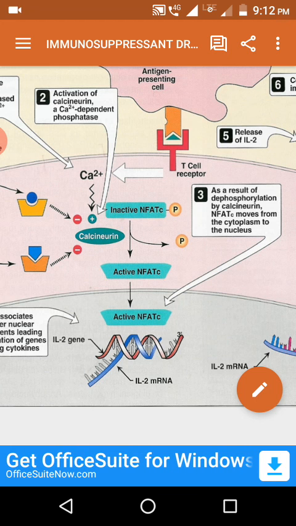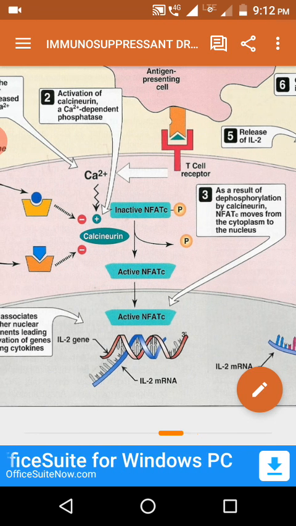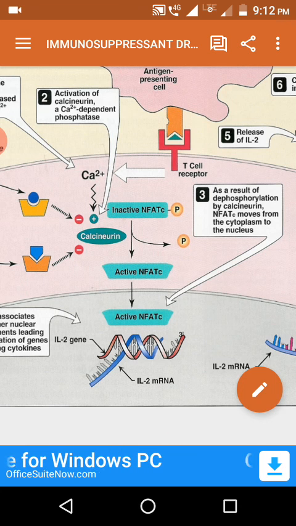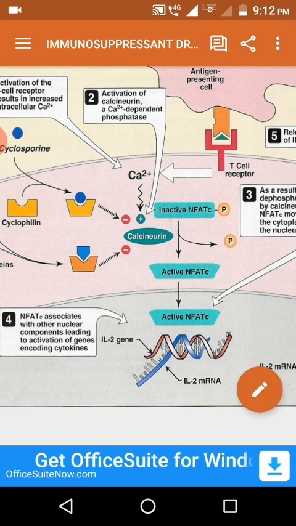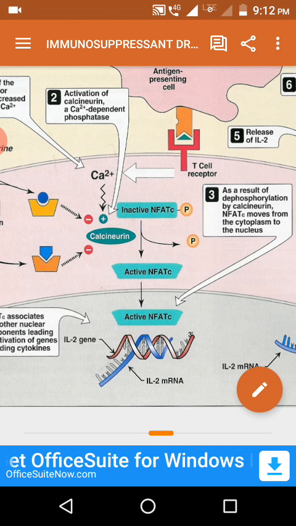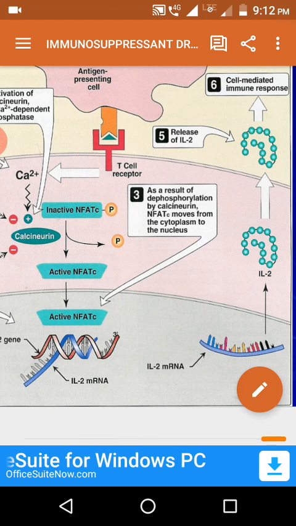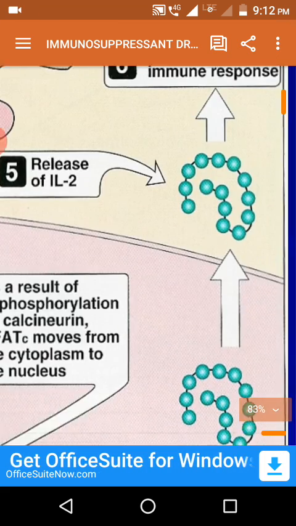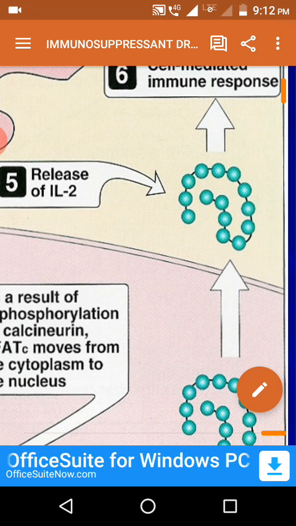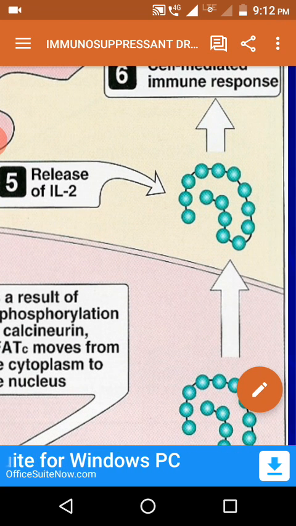The active form of the transcription factor is translocated from the cytosol to the nucleus, where it binds to the DNA molecule and promotes the transcription of interleukin genes. After transcription, the mRNA undergoes translation. After translation, more interleukins are produced from the activated T lymphocytes. This interleukin 2 is released from activated T lymphocytes, acting on the same T lymphocytes, and they proliferate, giving more T lymphocytes.